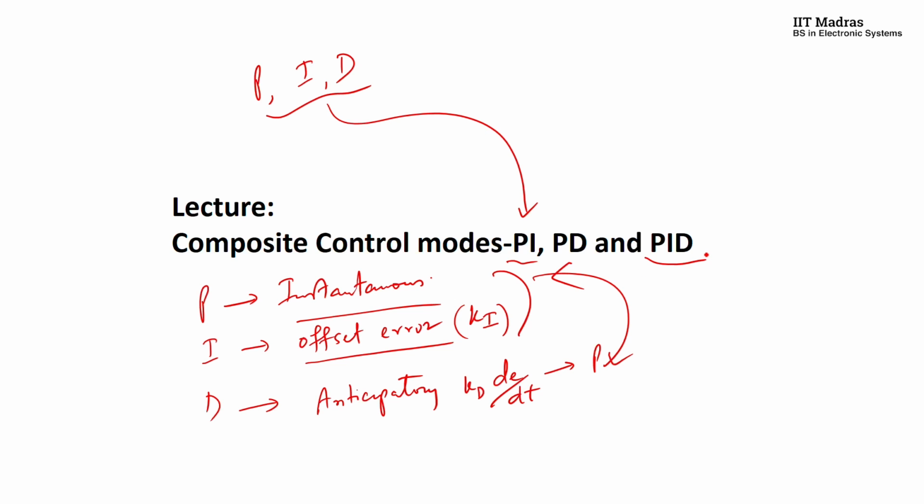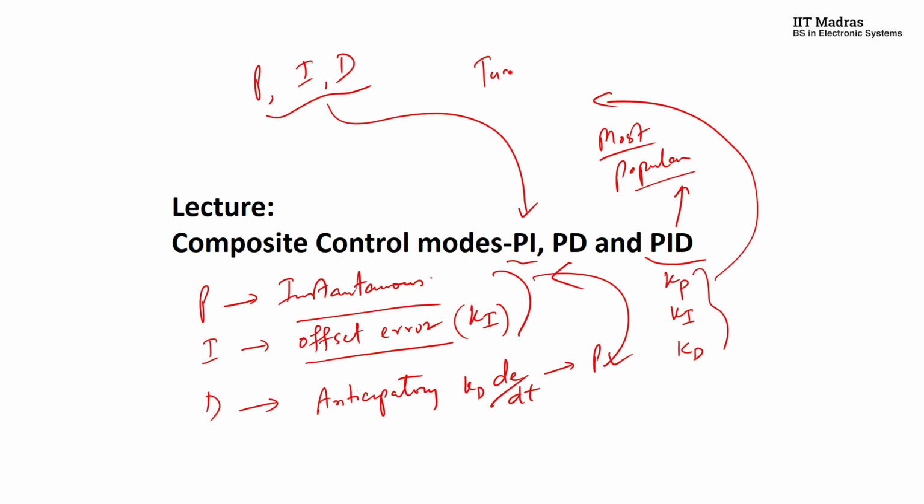So in PID, what is the advantage now? PID combines the advantages of all modes P, I and D, and therefore it is the most popular controller since decades. In the P control mode, you have a gain of Kp. In the I control mode, you have the gain Ki, and in D control, you have the gain Kd. These are the gains which need to be tuned for a given process, and when we tune them for a given process, we call it tuning, or PID tuning.